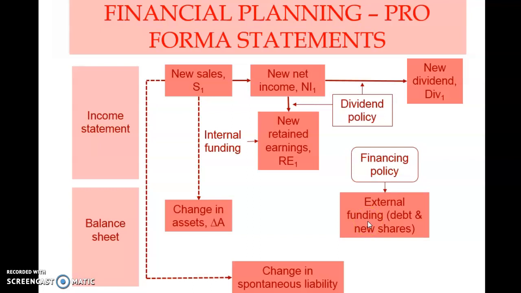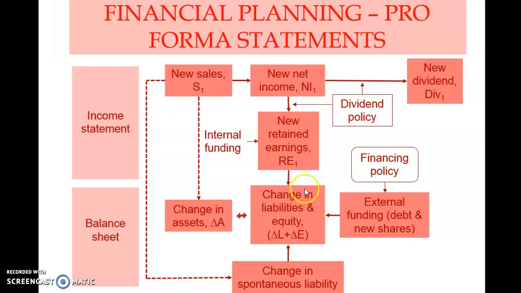And all these three must constitute the change in liabilities and equity. And these changes in liability and equity must be equal to the change in assets. So this is the overall view of the financial planning process. This balance, the equality between the change in assets and the change in liability and equity, must hold always. Is that okay? So this is the basis of the financial planning process.